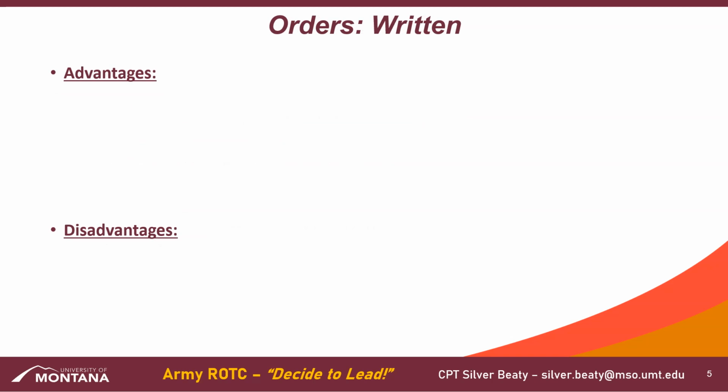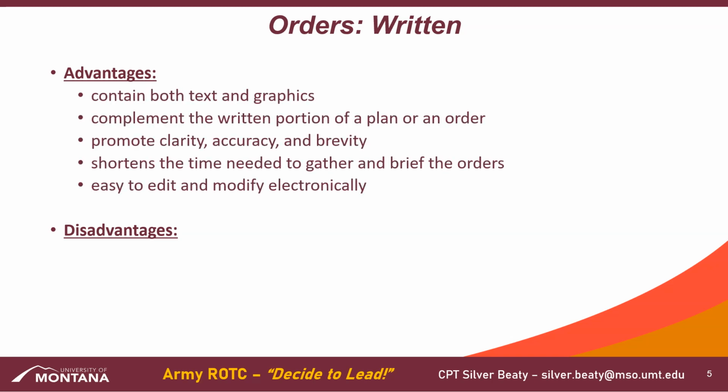Then we'll talk about written orders. So these are actually typed out, written in some way. The advantage of this is that you can actually implement text and graphics. So you can implement your overlays, you can throw in different annexes that show routes, etc. They also complement the written portion of a plan or an order with those text and graphics. Written orders also promote what we call clarity, accuracy, and brevity. So when you're writing it out, you can edit it, you can make it shorter, you can make it more concise. And then with that clarity and accuracy, what's written is the truth.